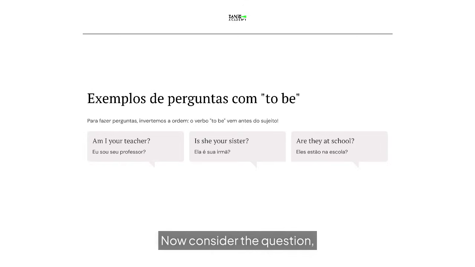Now consider the question, am I your teacher? In this case, we're asking about our own role, which makes it very personal. It's interesting to observe how we can use the same verb forms to inquire about different subjects, whether it's about ourselves, someone else, or a group.